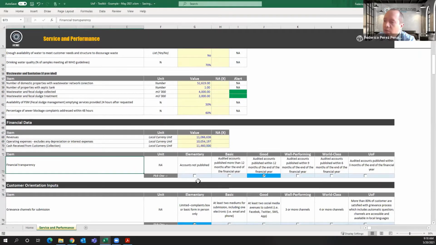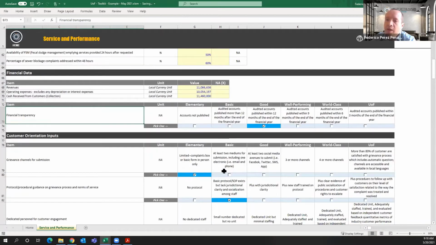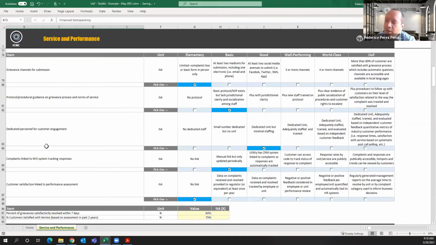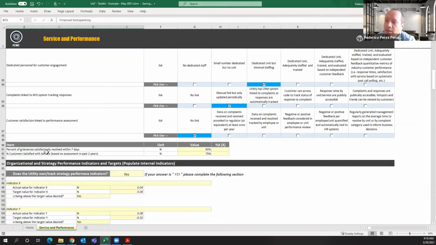This one is also selected by a practice, if you have your information published or not. Again, if you choose more than one, it will appear in red. Then you will see different and more questions related to customer services. And at the end, you will see just one question related to the strategic goals, no?